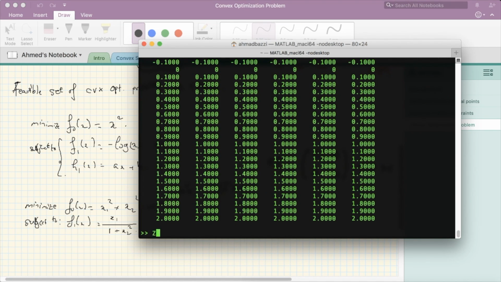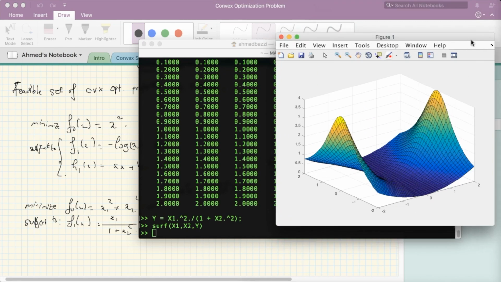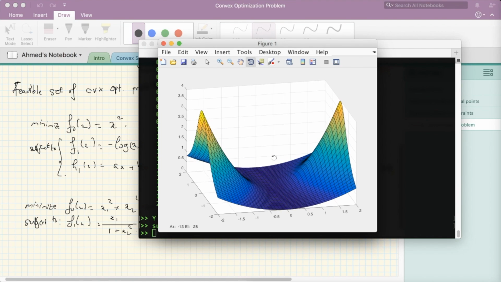Now let's plot my y, which is x1 square over 1 plus x2 square, right? Now let's surf. There you have the function. Does this look convex to you? No, it doesn't. It's clearly not convex.